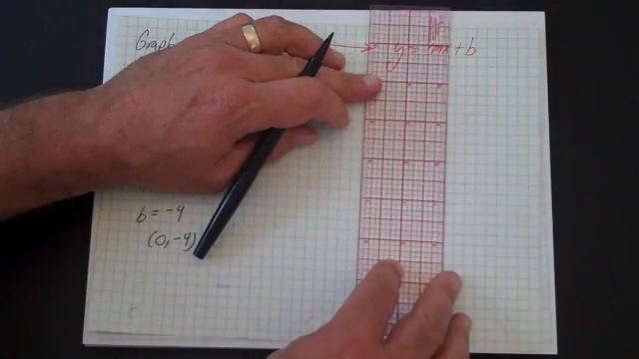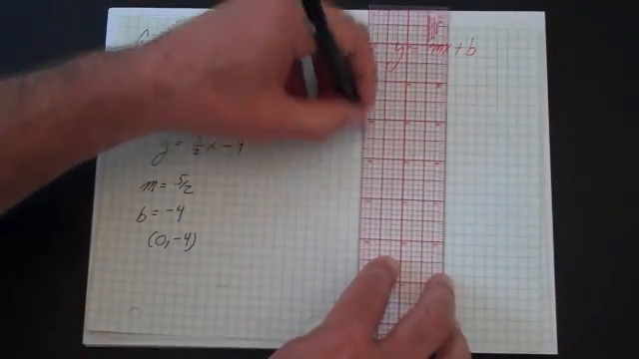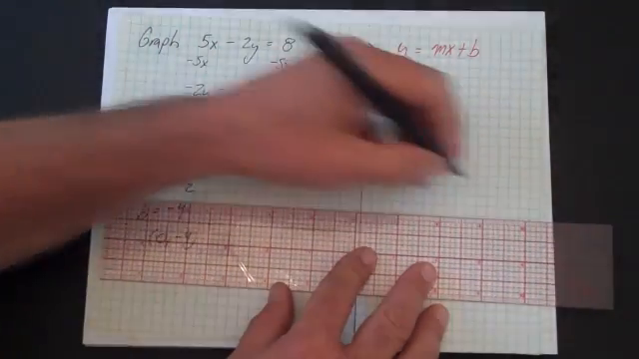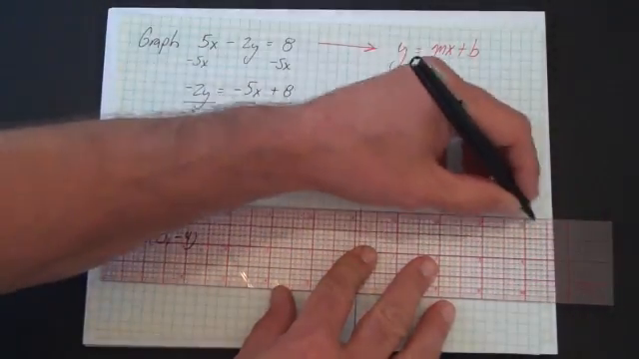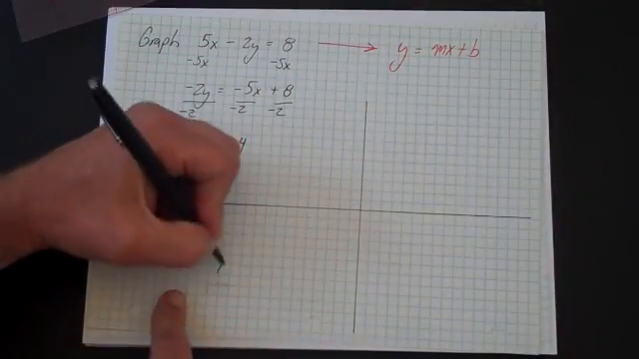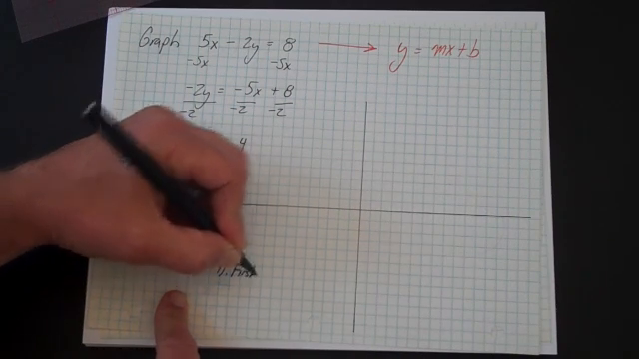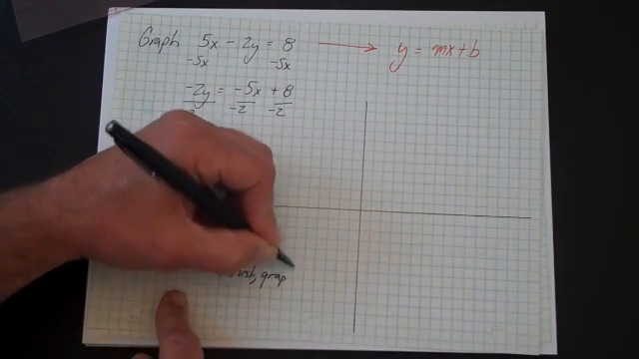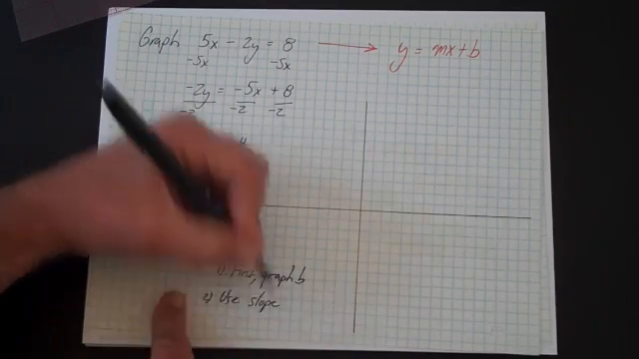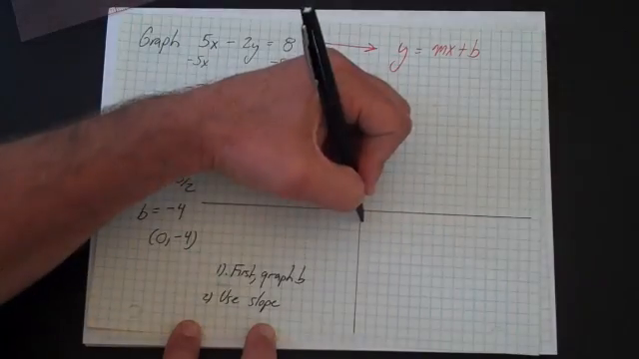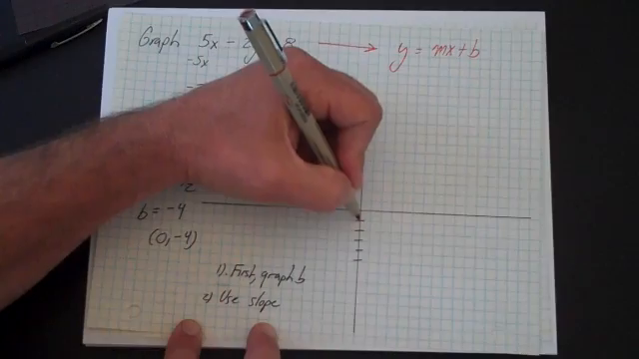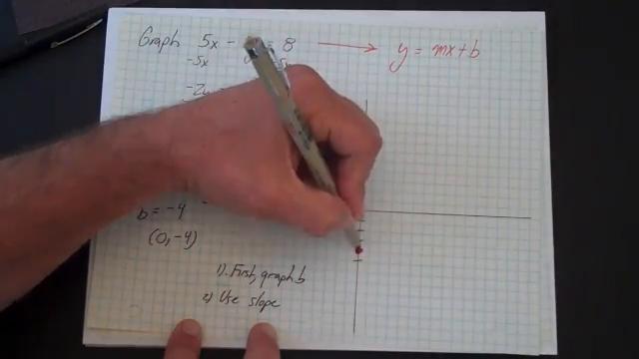So let's graph that quickly. First let's do an xy graph. And then let's graph first the point. Remember, first you graph b. And second, use the slope to find another point. So we graph 0, minus 4. That would be this point right here, 1, 2, 3, 4. That's 0, minus 4 there.